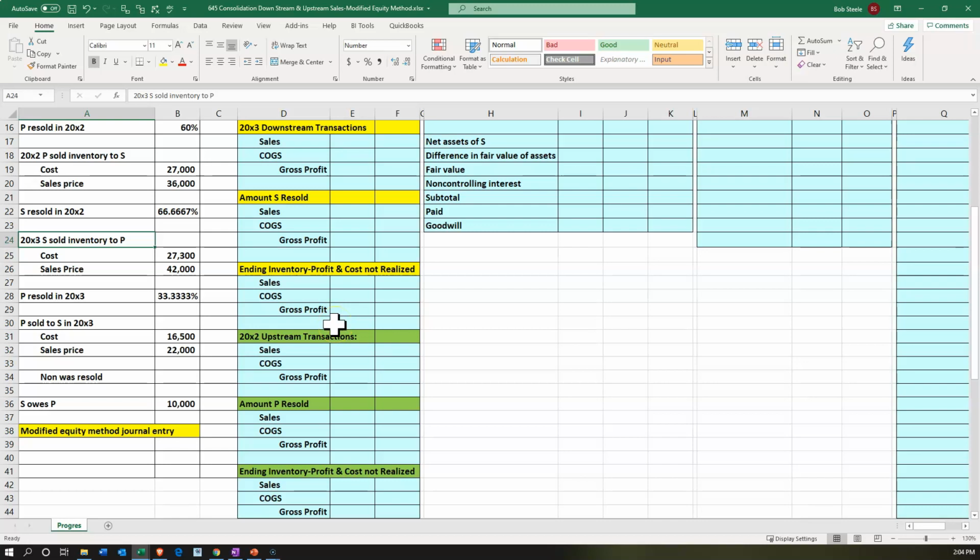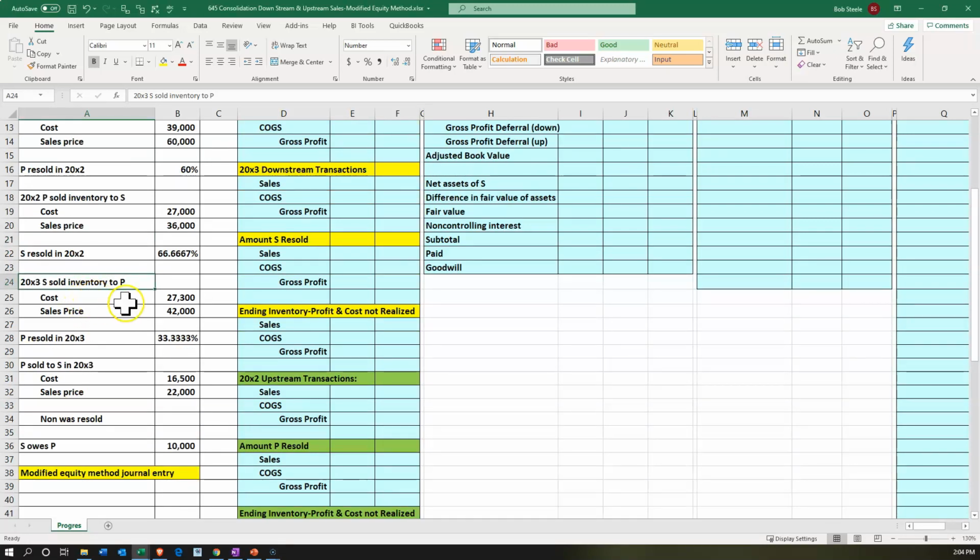Then we have S selling inventory to P, sales price $42,000, cost $27,300. P resold 1/3 of them, or 33.33%, in the current year. And then P sold to S in 20X3 inventory of $22,000 with $16,500 cost of goods sold. None was resold, so they're all still being held. Then S also owes P $10,000. That's going to be an intercompany receivable and payable we'll have to deal with.